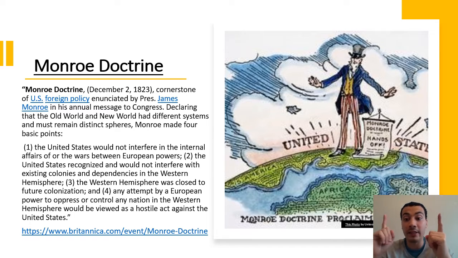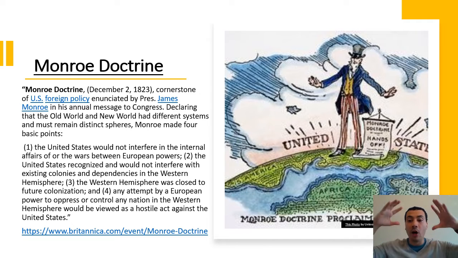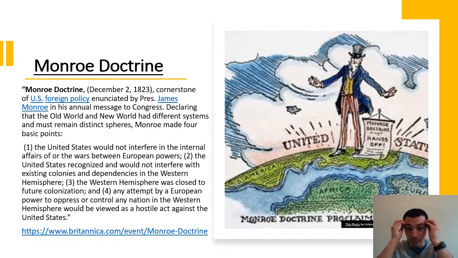That means that the United States views themselves as the only superpower able to influence everything in the American continent. This is a very important shift of mentality of the United States. So let's learn more about the Monroe Doctrine.